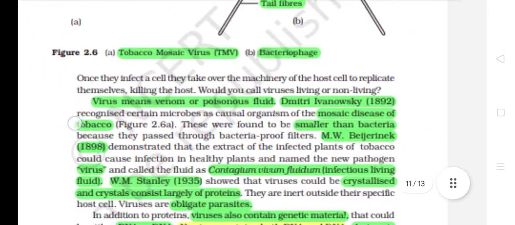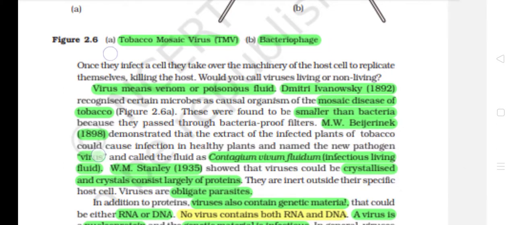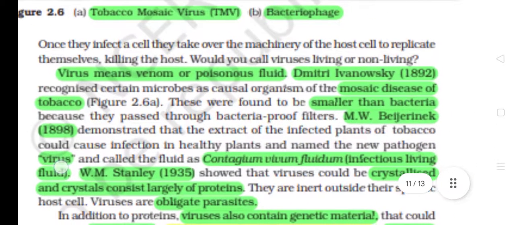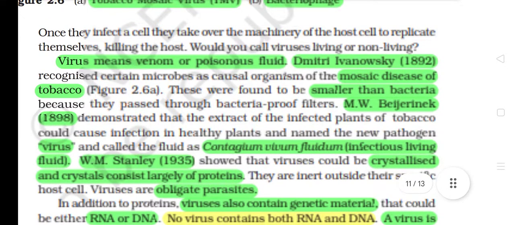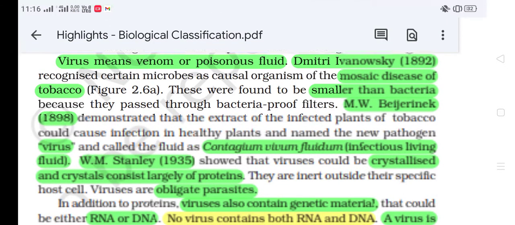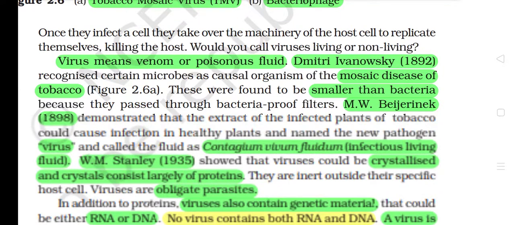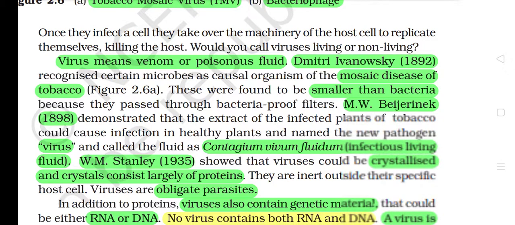Once they infect a cell, they take over the machinery of the host cell to replicate themselves, killing the host. Would you call viruses living or non-living? Virus means venom or poisonous fluid. Dmitry Ivanovsky, 1892, recognized certain microbes as the causal organism of the mosaic disease of tobacco, figure 2.6a. These were found to be smaller than bacteria because they pass through bacteria-proof filters.